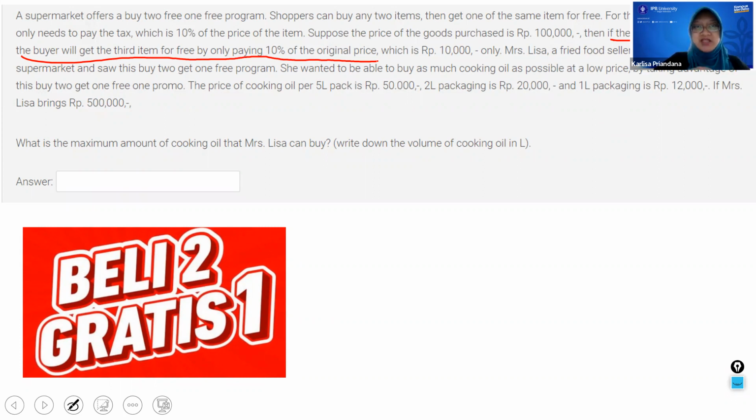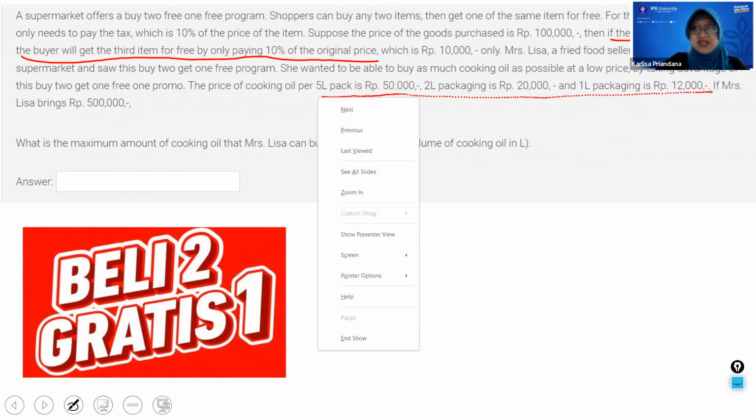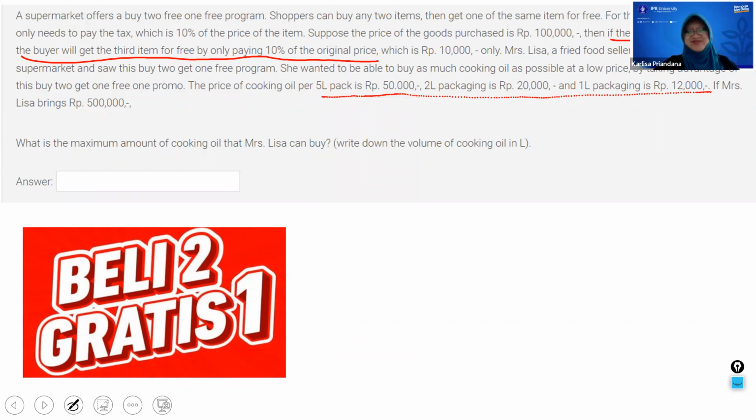And then the second rule is that you have to know the price of each of the cooking oil. You can read first, pause the video. Okay, I hope you already read it and you know the 2 important pieces of information. And then other important information is the constraint that a person only brings 500,000 rupiah. And the goal is the maximum amount of cooking oil that she can buy.